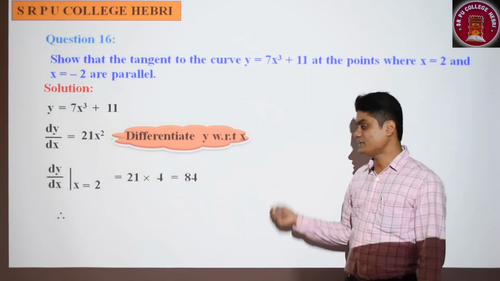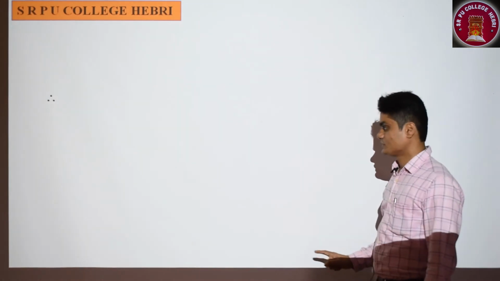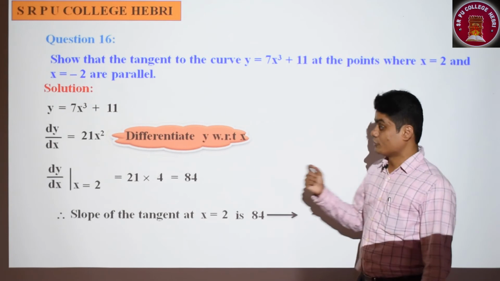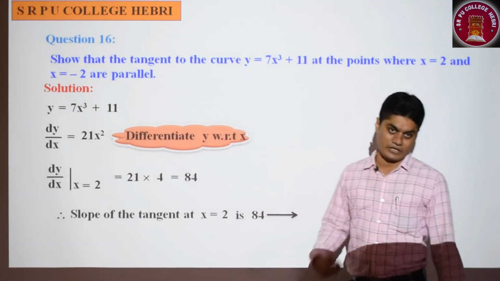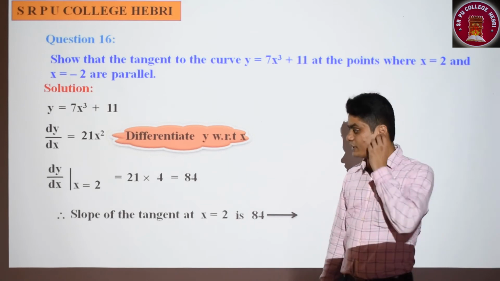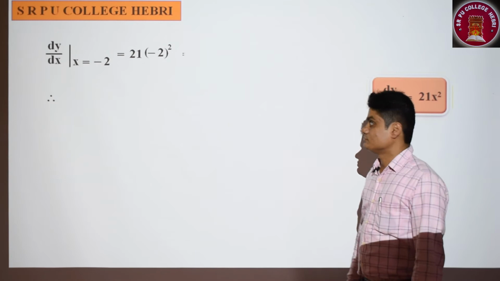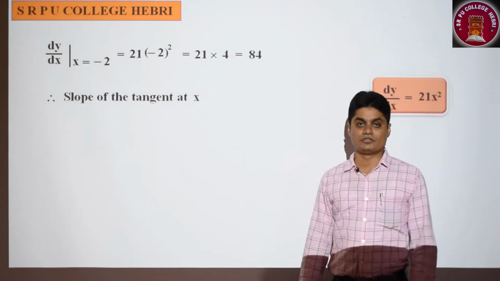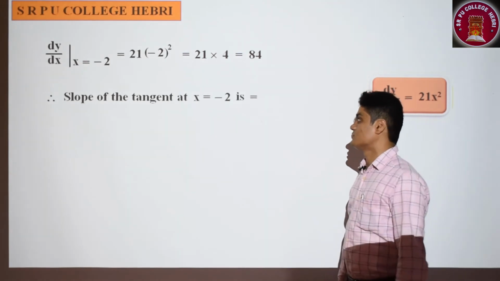What is the slope of the tangent to the curve at the point x equal to 2? It is 84. Again, you have to prove that even at x equal to -2 you will get the same answer. If you get the same answer, the problem is done. So dy by dx at x equal to -2 is the same, right? Because of the square, -2 or 2 makes no difference. So the slope of the tangent at -2 is also 84.